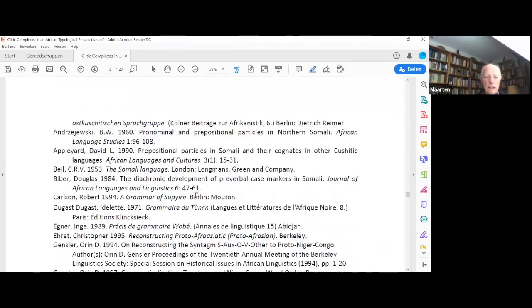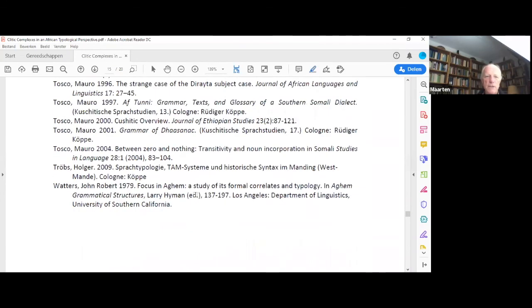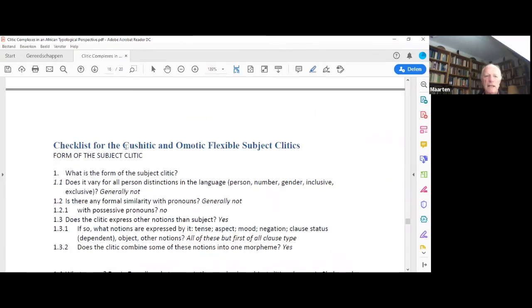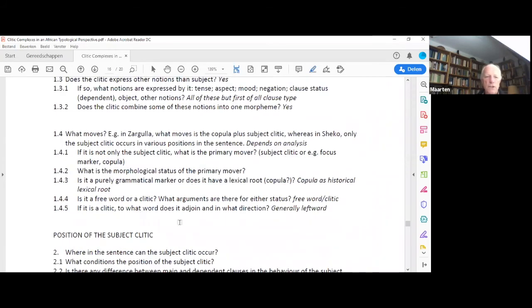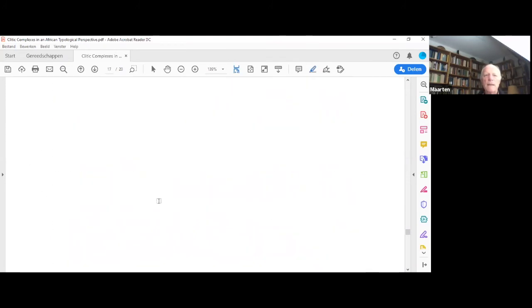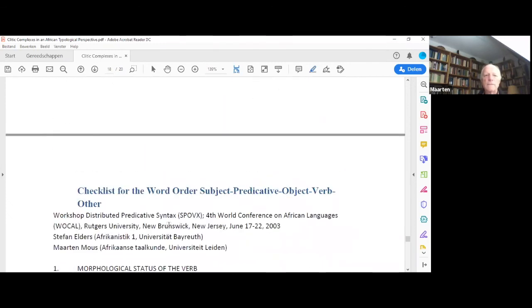So, sorry for the list of references, in an attempt not to miss anything, I just put all the ones that I had before. But here you see the checklist for the Cushitic and the model of flexible subject clitics. Forms of the subject clitic, position of the subject clitic, presence and absence of the clitic, other person marking. This is the questionnaire that we have for our workshop on Cushitic clitics. And then with Stefan Elders, I'm invited to make a questionnaire checklist, actually.